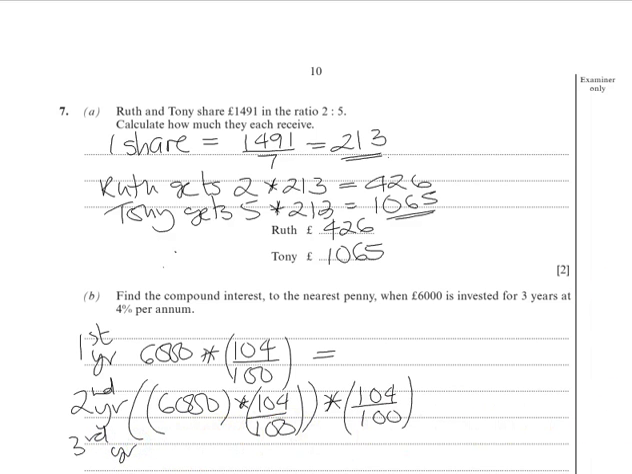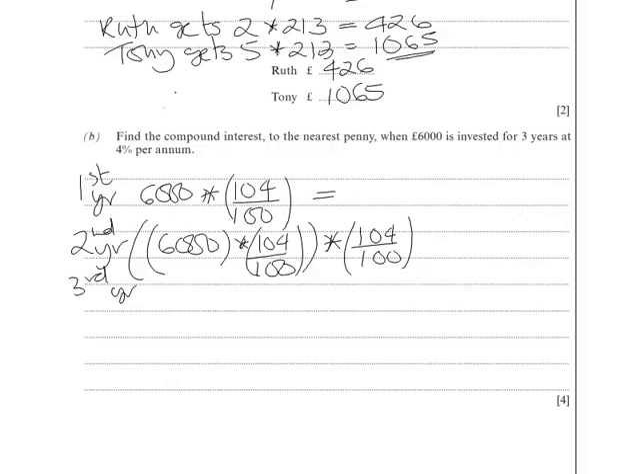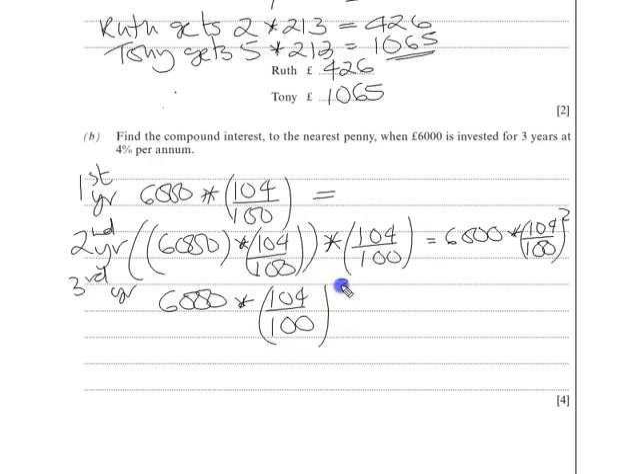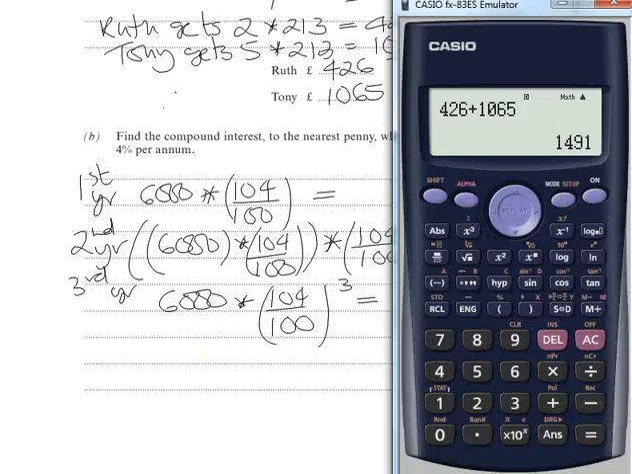Let's just move down the page slightly, give us a bit more room. We're going to have this much. So this was just 6,000. I'm explaining it as I go, really. And this was 104 over 100 squared. Right, so for 3 years then, we'll have 6,000, and it'll be just times another 104 over 100. So it'll be 104 over 100 cubed, won't it? Agreed? So let's just do the calculation then.